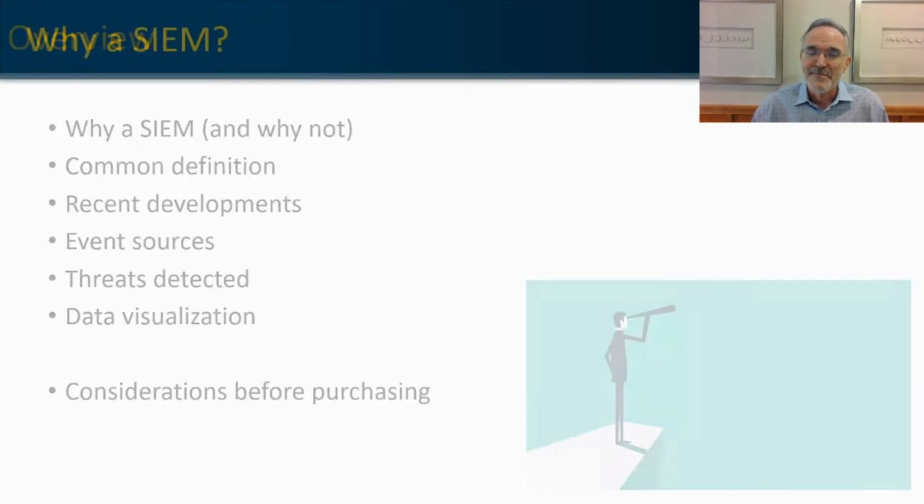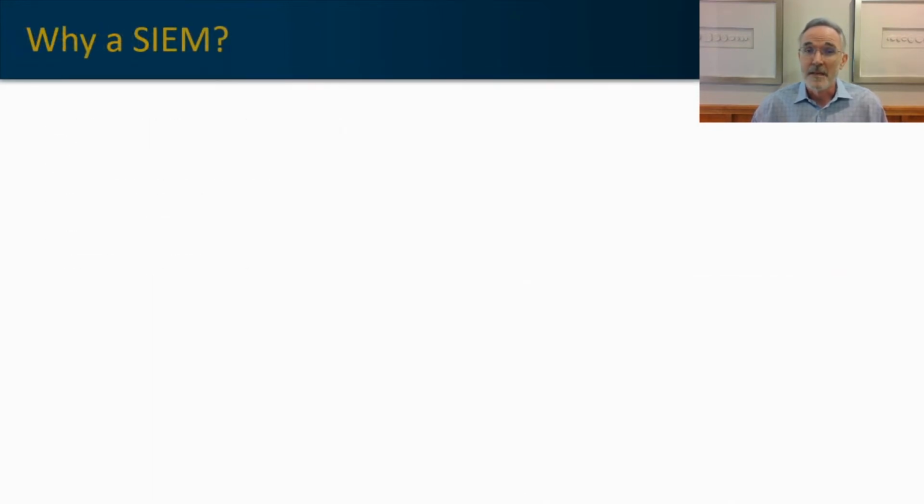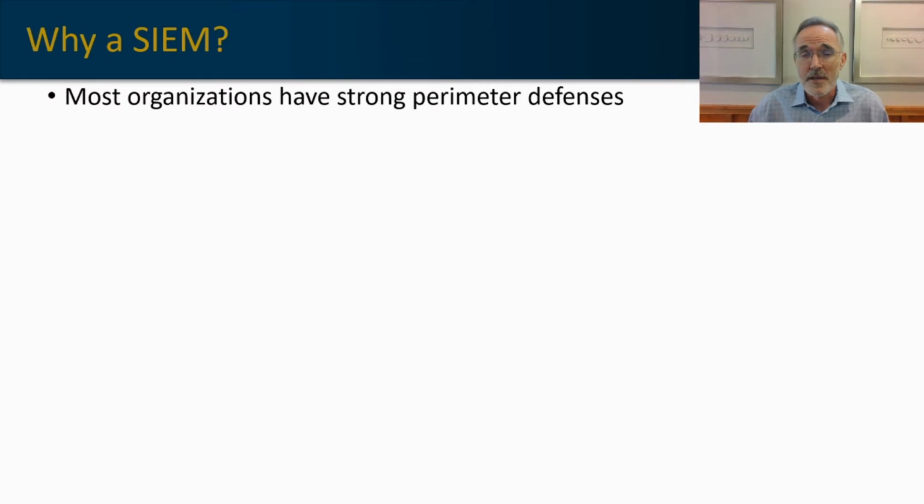Let's get going. So first of all, why a SIEM? So most organizations have really strong perimeter defenses. They've got their firewall, they've got their endpoint protection, they have their IPS and IDS and so forth. The perimeter is strong. But many small and medium organizations have not prepared for the inevitable event that something gets past that perimeter. How will you know if you have a breach?